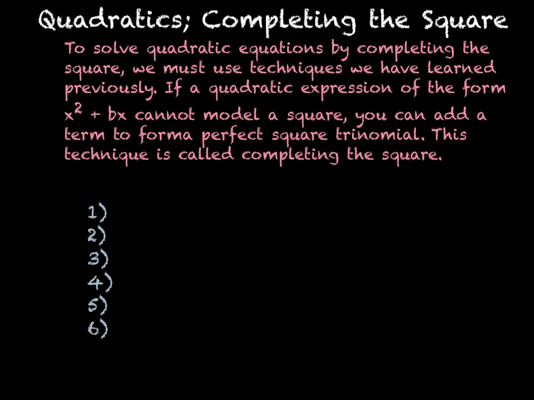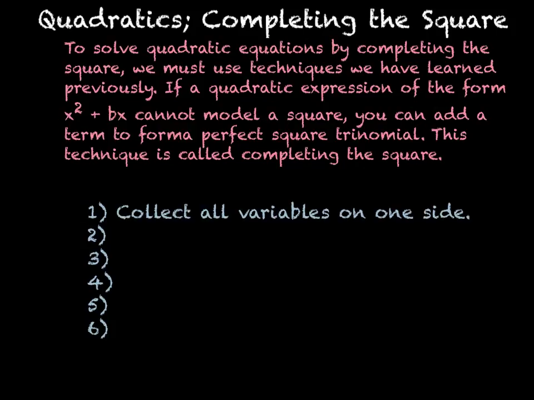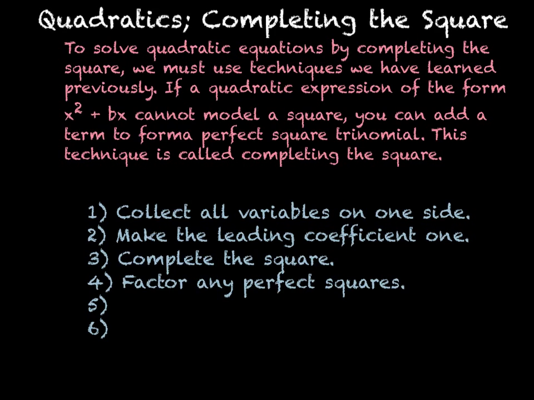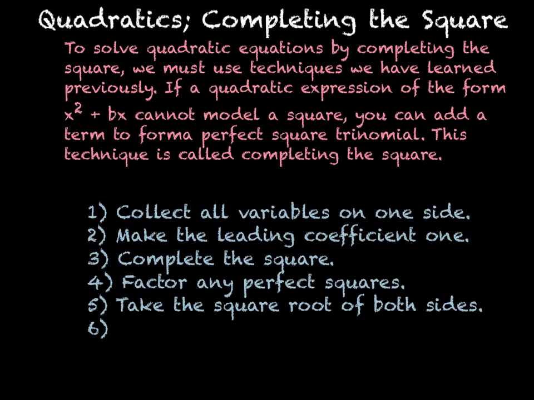There are 6 steps to solve by completing the square. The first step is to collect all the variables on one side of the equal sign. The second step is to make the leading coefficient 1. The third step is to actually do the completing of the square. The fourth step is to factor any perfect squares if they happen to be perfect squares. The fifth step is to take the square root of both sides of the equation. The sixth and final step is to actually solve for the variable.